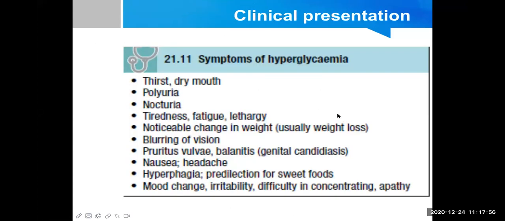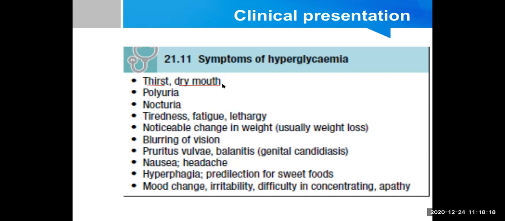Now, let's talk about the symptoms of hyperglycemia, which is a very common feature of diabetes. So what are the problems because of hyperglycemia? The person will become thirsty, I should say, and there is a development of dry mouth. Very important feature, a very early feature in many people.